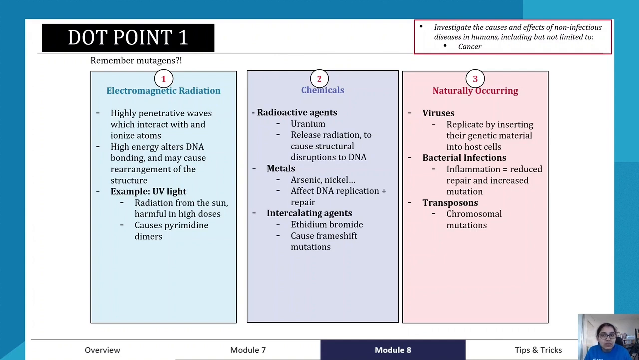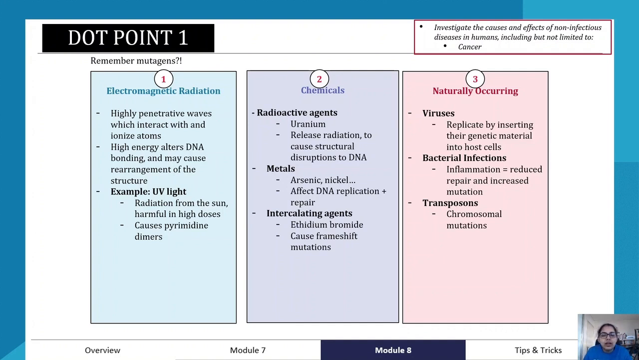Now, our repair system is really, really good at fixing any mistakes in the replication process. So if we see that there is an issue with the repair system, that is going to cause mutations, and metals can affect the repair system. Intercalating agents, for example ethidium bromide, can cause frameshift mutations.